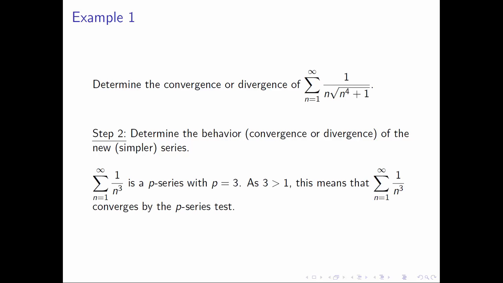Now our much nicer series is the sum from 1 to infinity of 1 over n cubed. This is what we would call a p-series, where the p-value, which is the power, is 3. Now 3 is an integer that's bigger than 1, and we've studied p-series before, and we conclude that the series we're comparing to, the sum from n equals 1 to infinity of 1 over n cubed, converges by using the p-series test on this easy series.